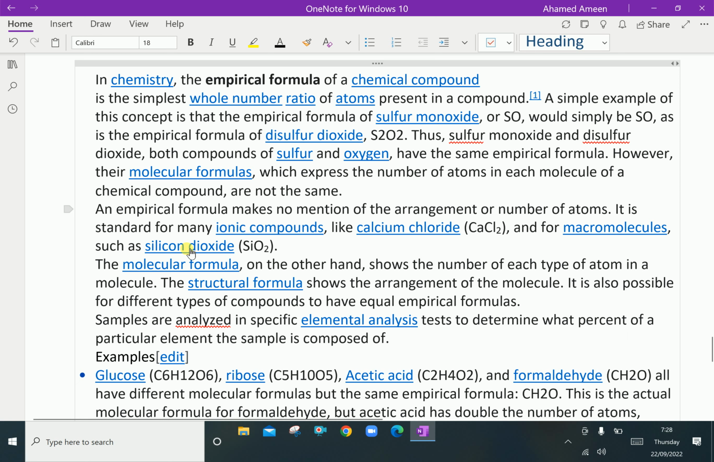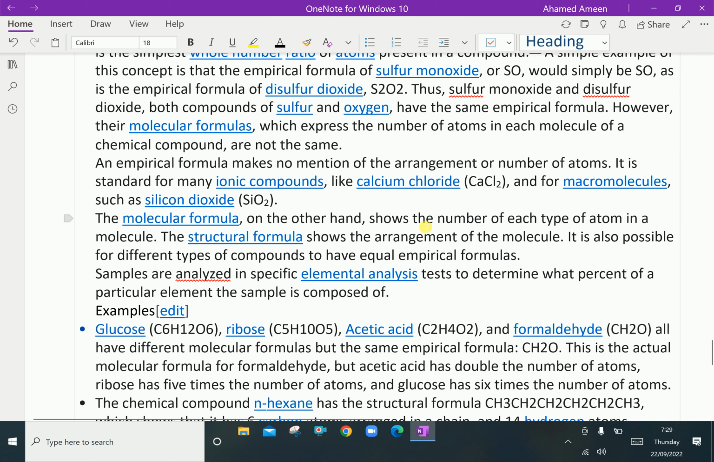It is standard for many ionic compounds like calcium chloride, CaCl2, and for macromolecules such as silicon dioxide, SiO2. The molecular formula, on the other hand, shows the number of each type of atom in a molecule. The structural formula shows the arrangement of the atoms in the molecule. It is also possible for different types of compounds to have equal empirical formulas.